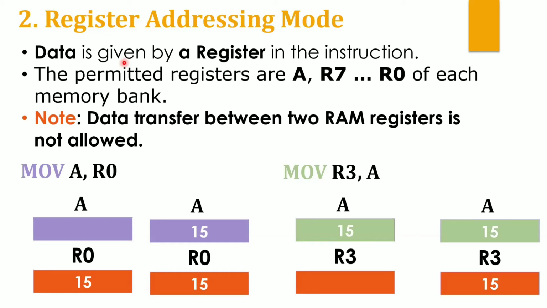Now some students ask, sir, why can't I write MOV R3, R0? Can you do it? Now look at the third point I noted: data transfer between 2 RAM registers is not allowed. That means we cannot use 2 registers in a single instruction. That is a limitation here. You may ask, sir, why can't we use it?